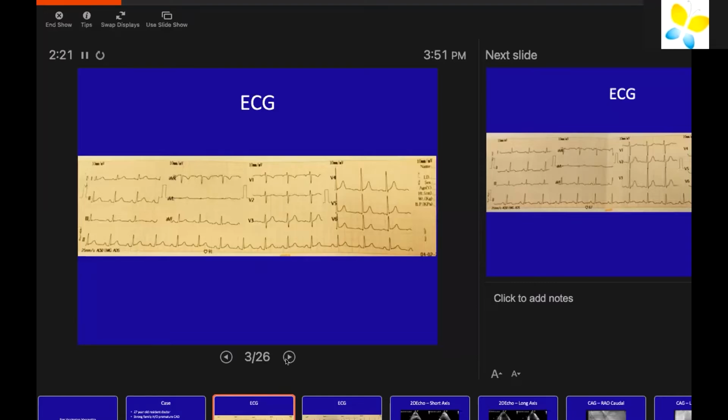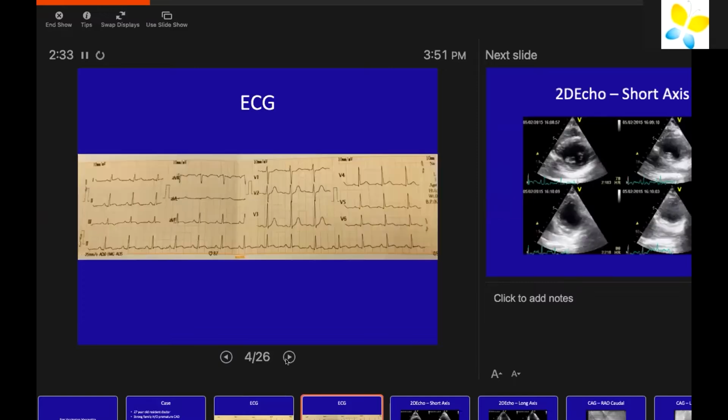So as you can see, there is some ST elevation in the anterolateral leads, mainly in 1, AVL, V4, V5, and V6. It's concave upwards. So this is another ECG subsequently. So 1, AVL, V4, V5, and V6.